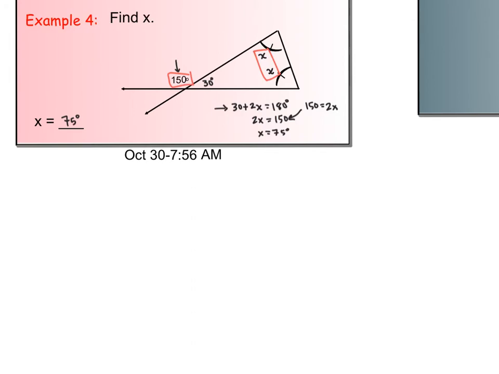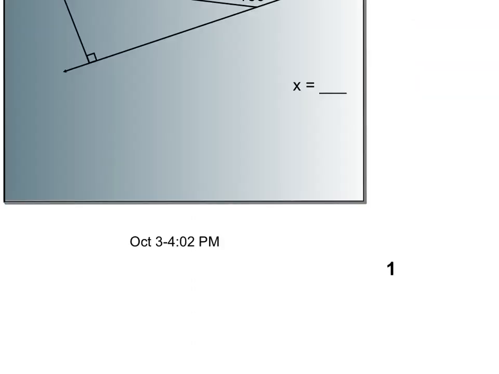All right, let's continue with another example. Okay, slightly more difficult in example 5. There's some implied information going on here. And that implied information is that this angle right here is 90.